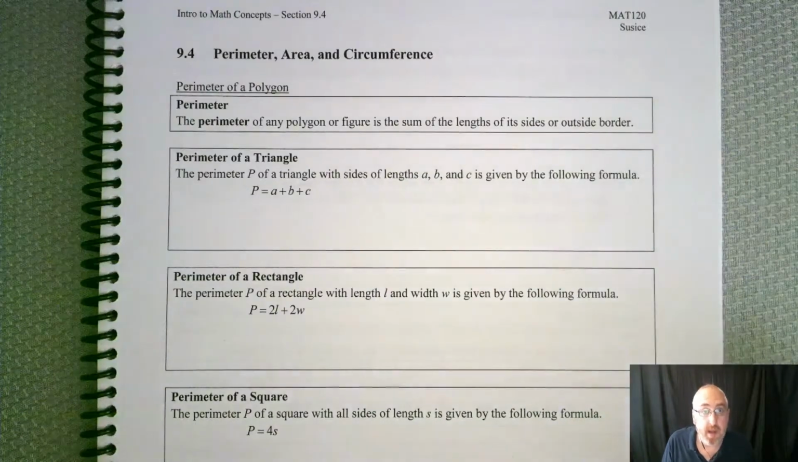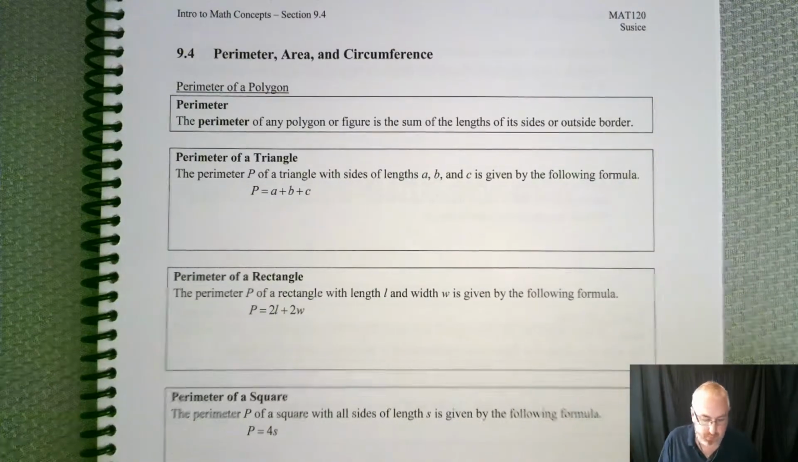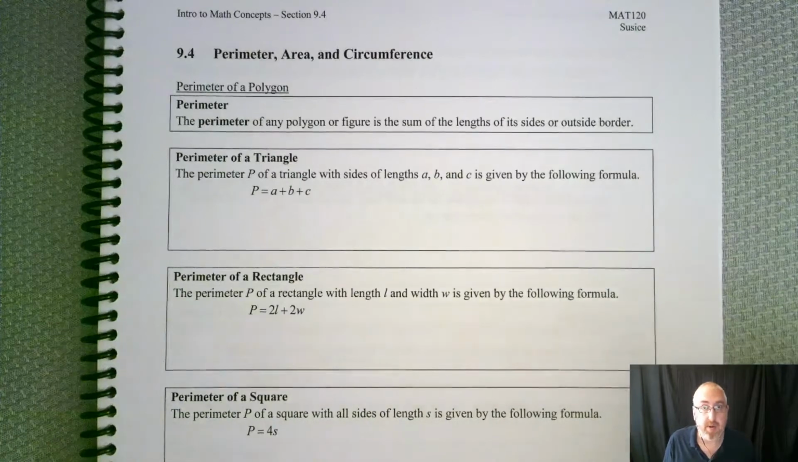Okay, so welcome back, and we're going to jump into this last section of Chapter 9, 9.4, that we're covering for Math 120. So perimeter, area, and circumference. So we're going to have a lot of formulas in this section.